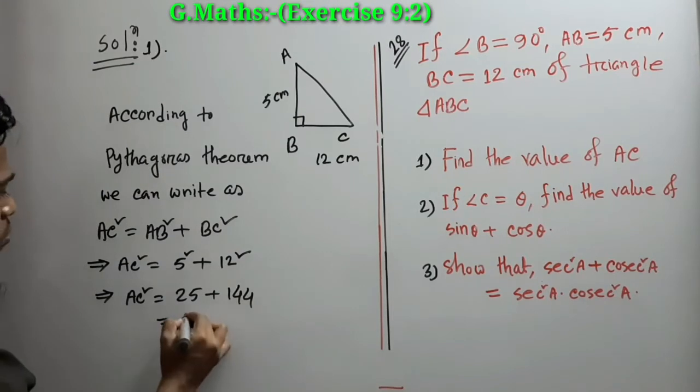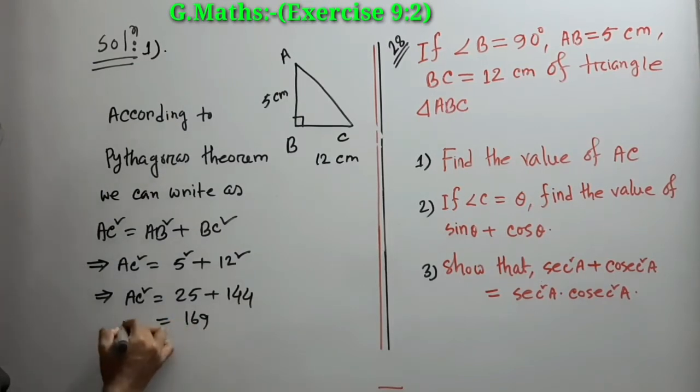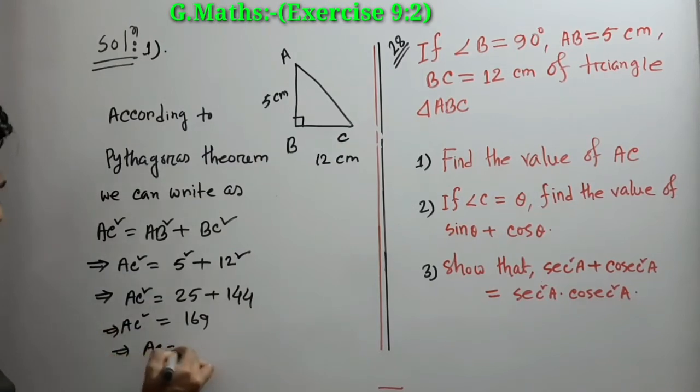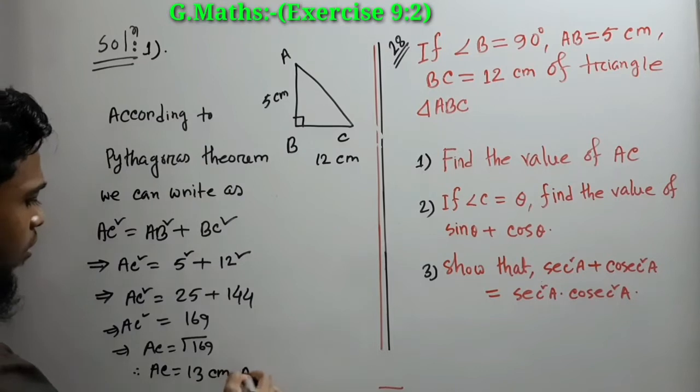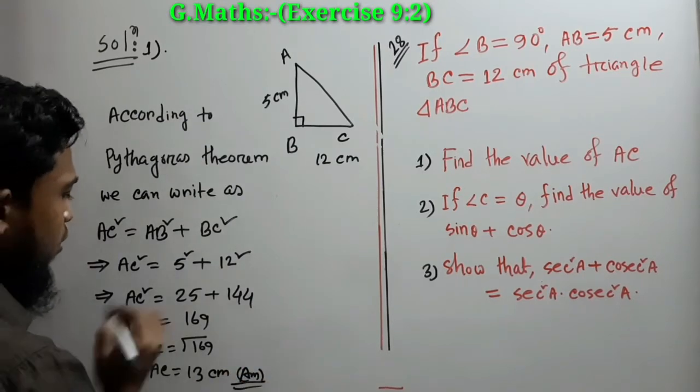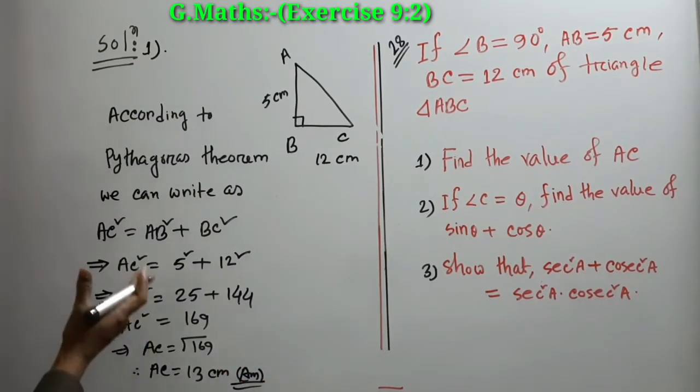So this equals 169. So AC is equal to root over 169. So AC is equal to 13 centimeters. This is our answer. I think dear students understand this calculation very easily.